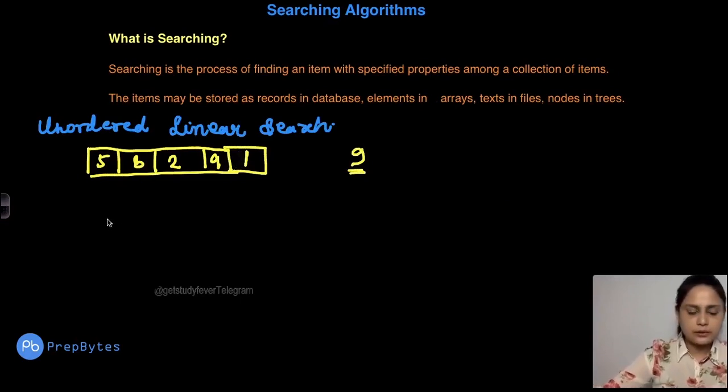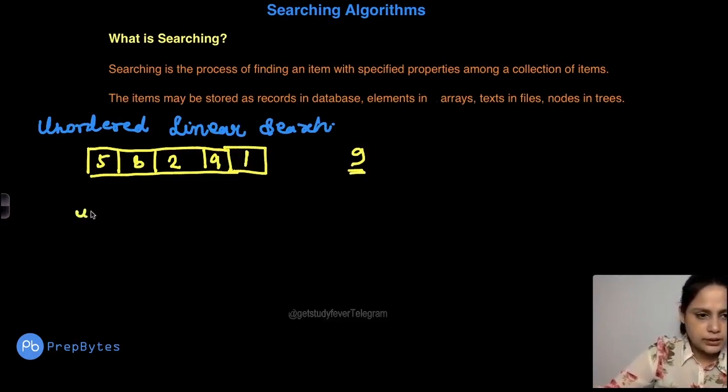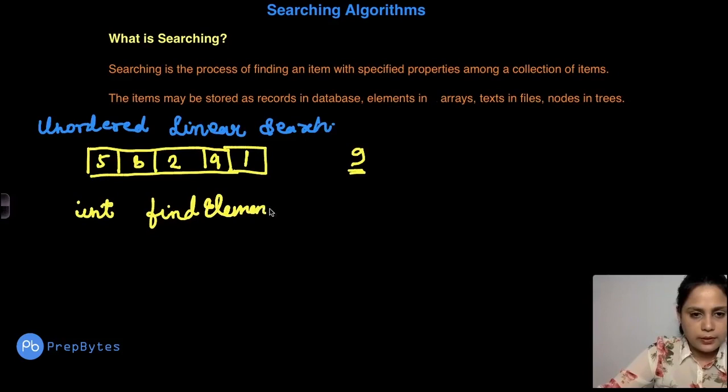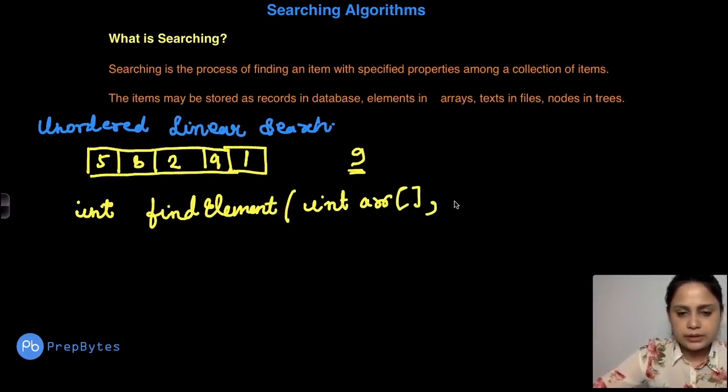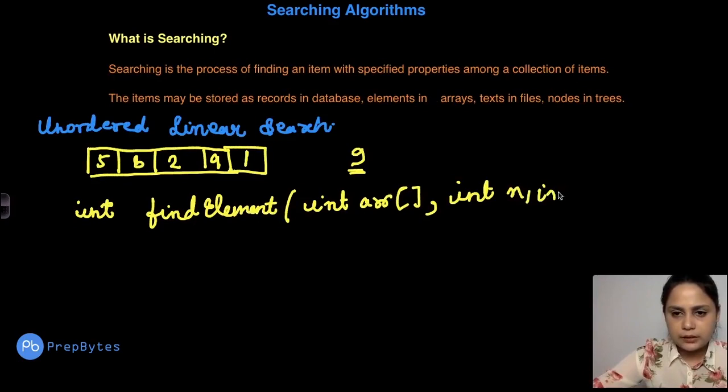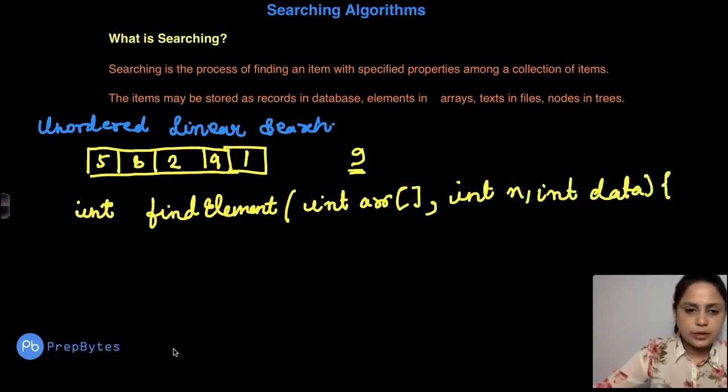Okay, so let's say we have a function, int findElement. To this we pass the array, and we also pass the size of the array, and we have the data that we have to find. Okay, so it is pretty simple.